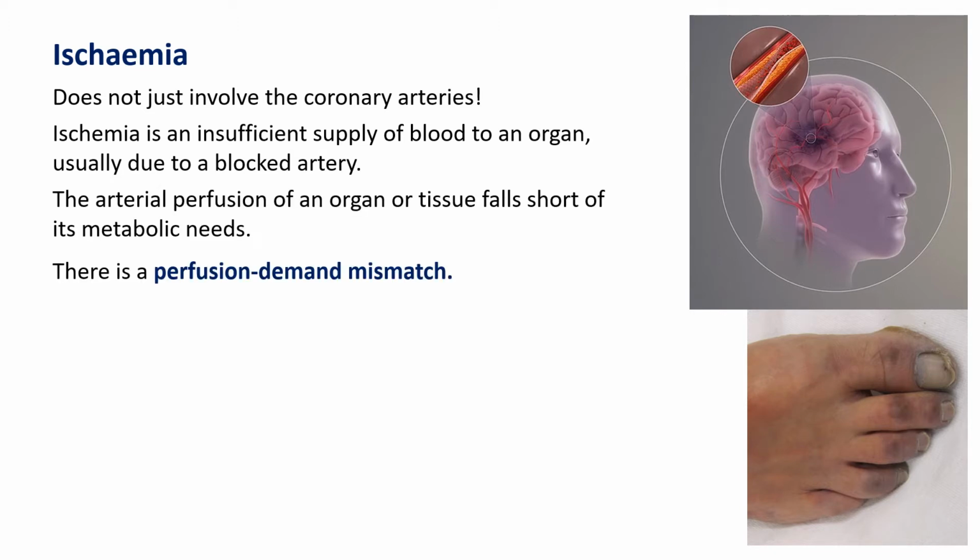The arterial perfusion of the organ or tissue falls short of that organ or tissue's metabolic needs. We have a perfusion demand mismatch. So this is about a balance, really, between the amount of perfusion, the amount of blood that we can get to that tissue or organ around this blockage in the artery, versus the amount of demand that we put on that tissue or organ. The more demand we put, the more perfusion we need. But we're going to hit a bit of a plateau if we have an obstruction, when demand will exceed our ability to perfuse.